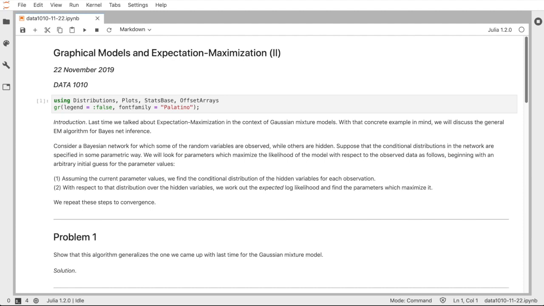Today we'll continue looking at graphical models, specifically Gaussian mixture models and hidden Markov models, and we'll develop the general expectation maximization algorithm for performing inference on those models.